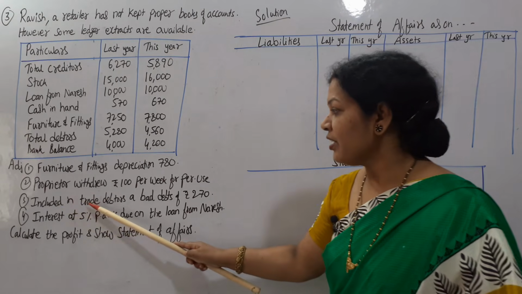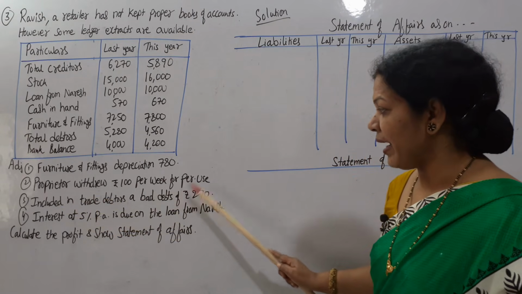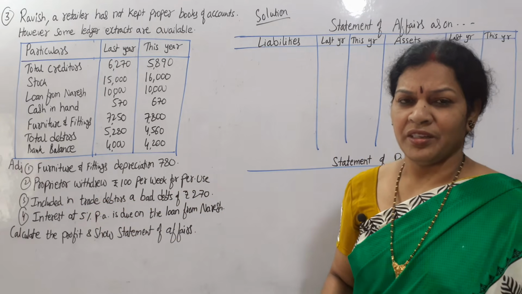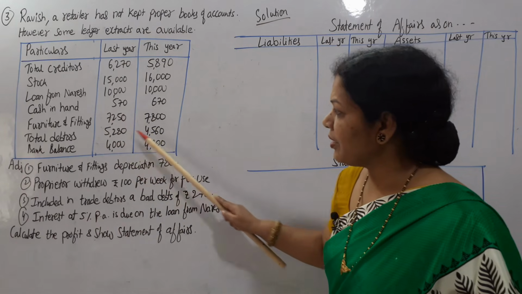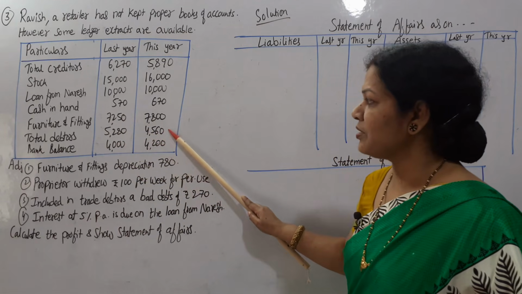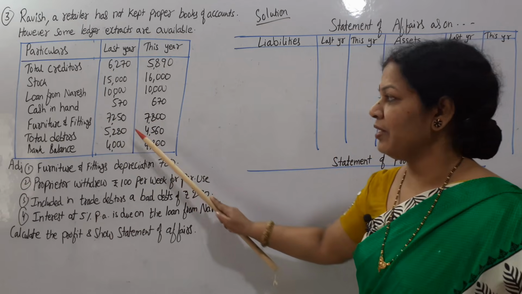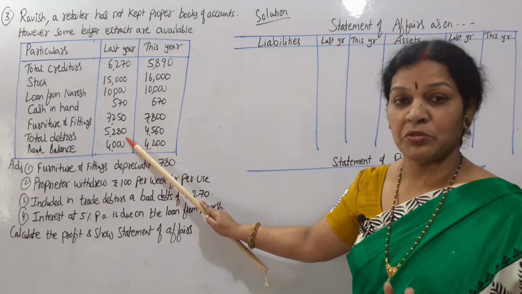Next one, included in trade debtors, bad debts of 270. In debtors, bad debts are included. Let us deduct it. From which debtors? Debtors of 5,550 minus 270 will be 5,280. This will be as it is.